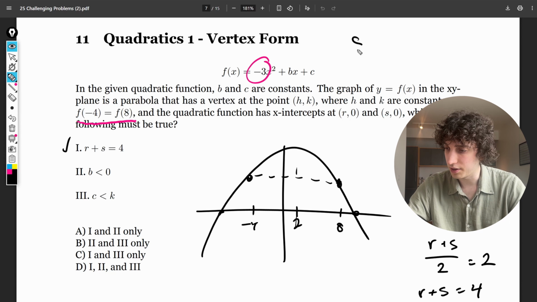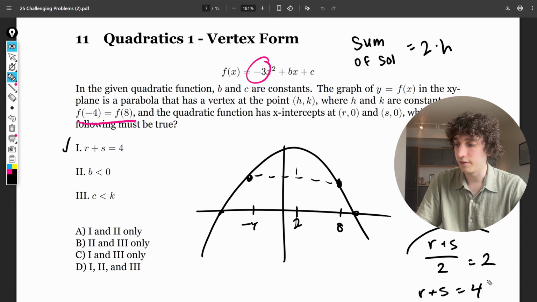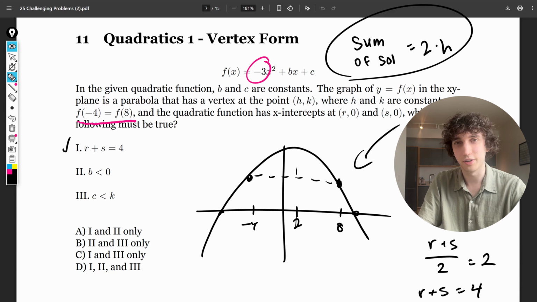You can also just memorize the relationship that the sum of your solutions is 2 times h. But I think it makes more sense to think of it as the midpoint because that connects it to the graph as opposed to this very abstract formula that doesn't make much sense intuitively.